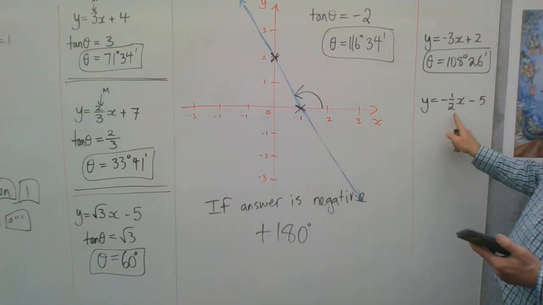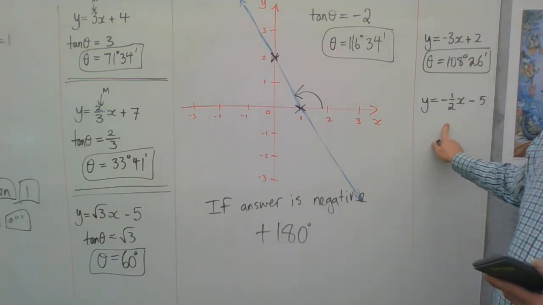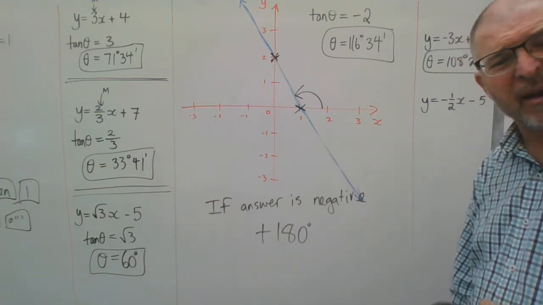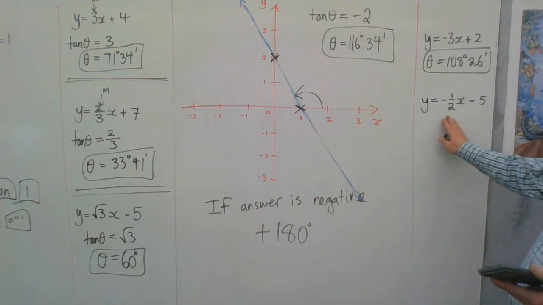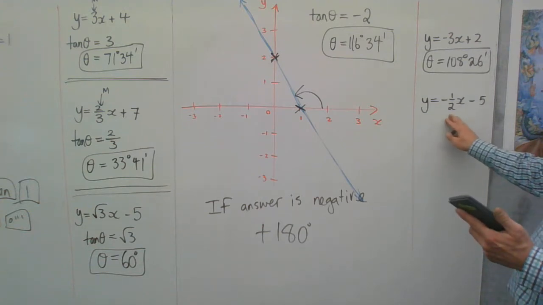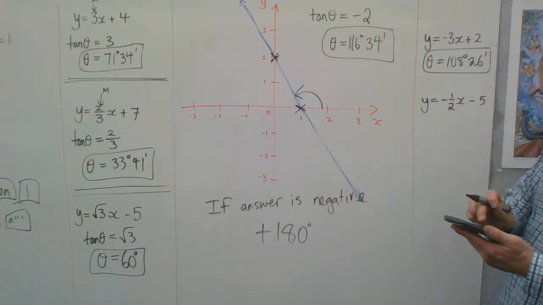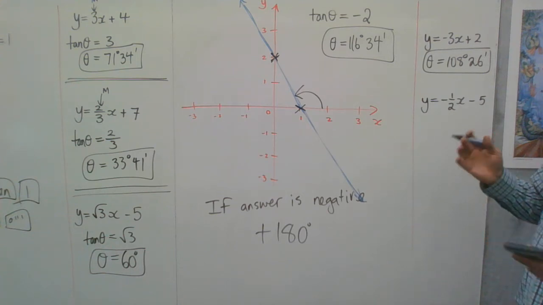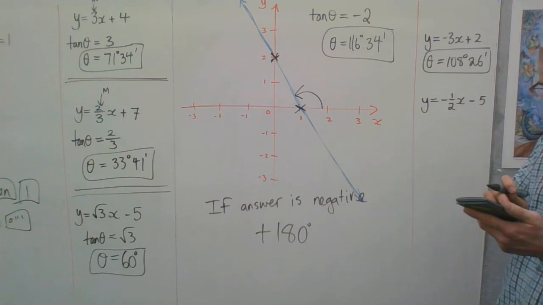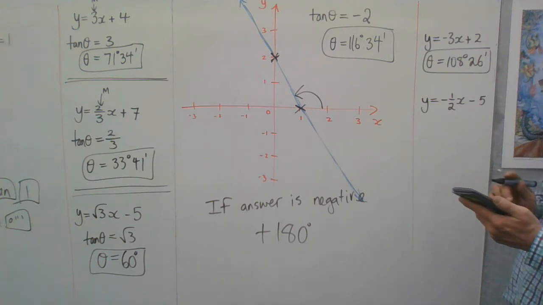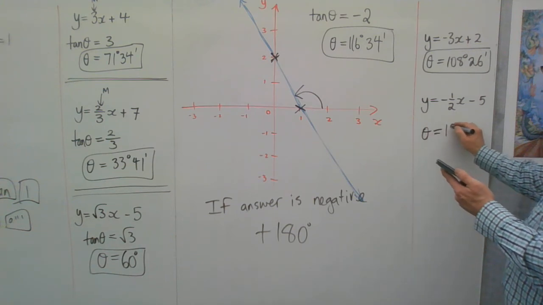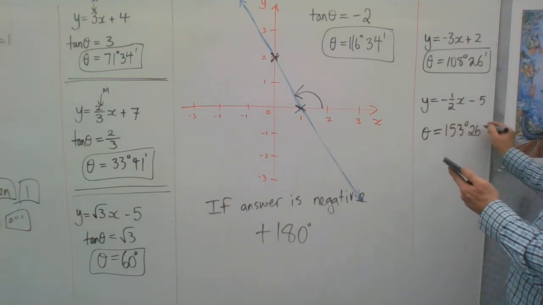And finally, the angle that this line makes, this is going to make almost 180 degrees, like around 150 or something like that, being -1/2. But let's test it out. I need to go shift tan of -1/2. And then it's negative, so I need to add on 180 to get my obtuse angle. And I got theta equals 153 degrees and 26 minutes.